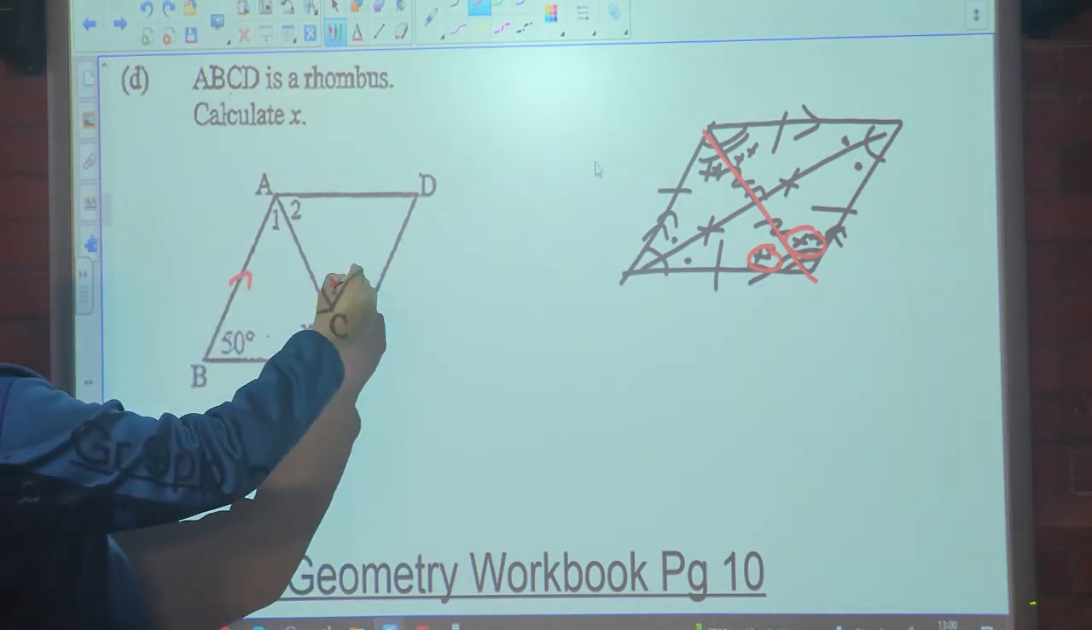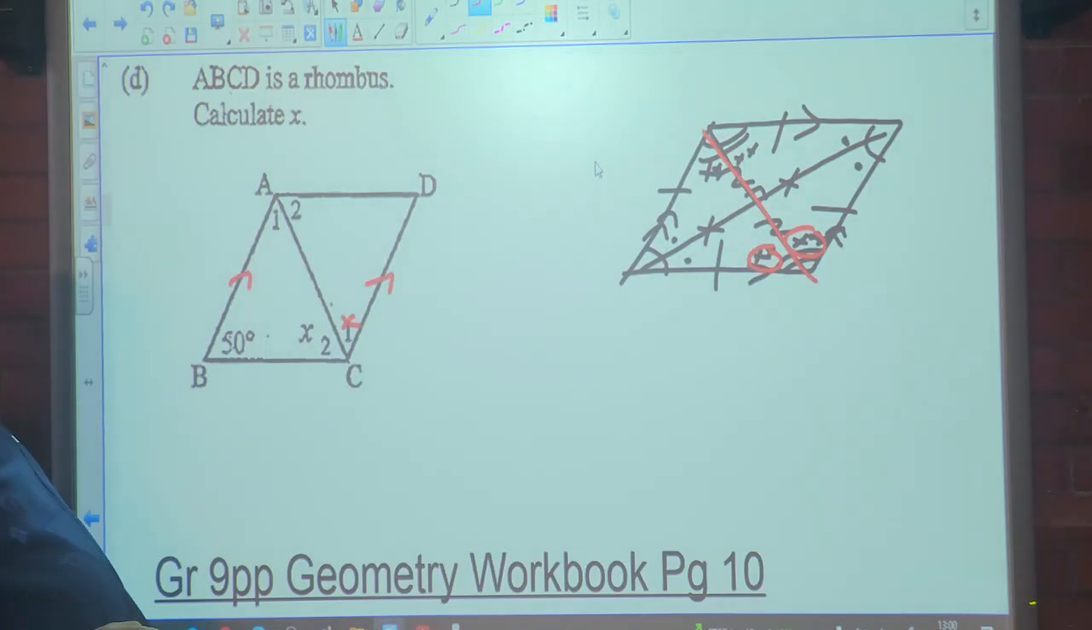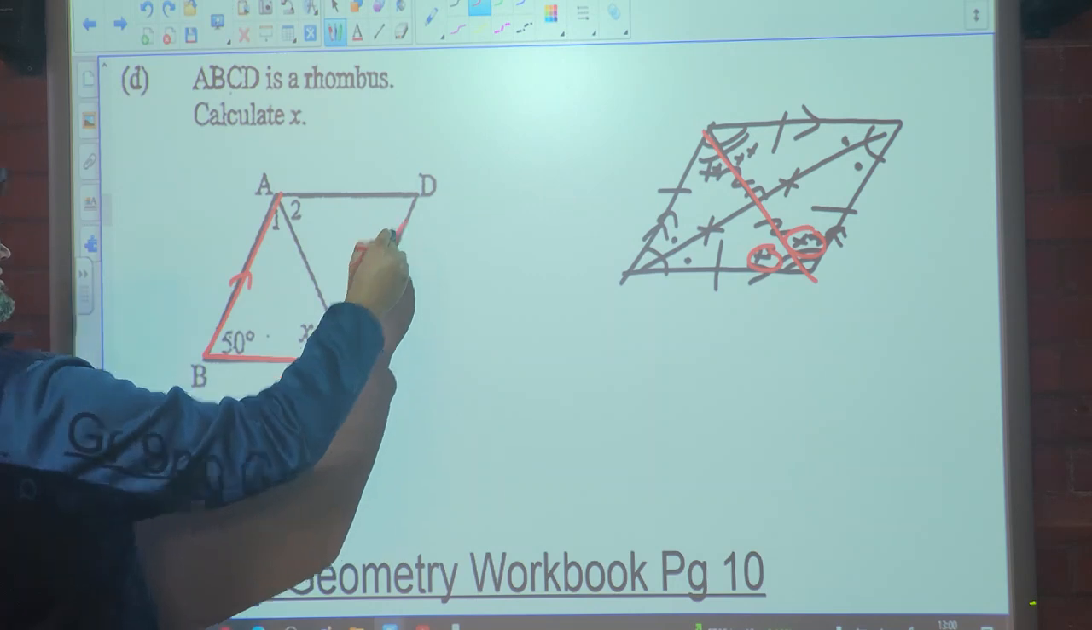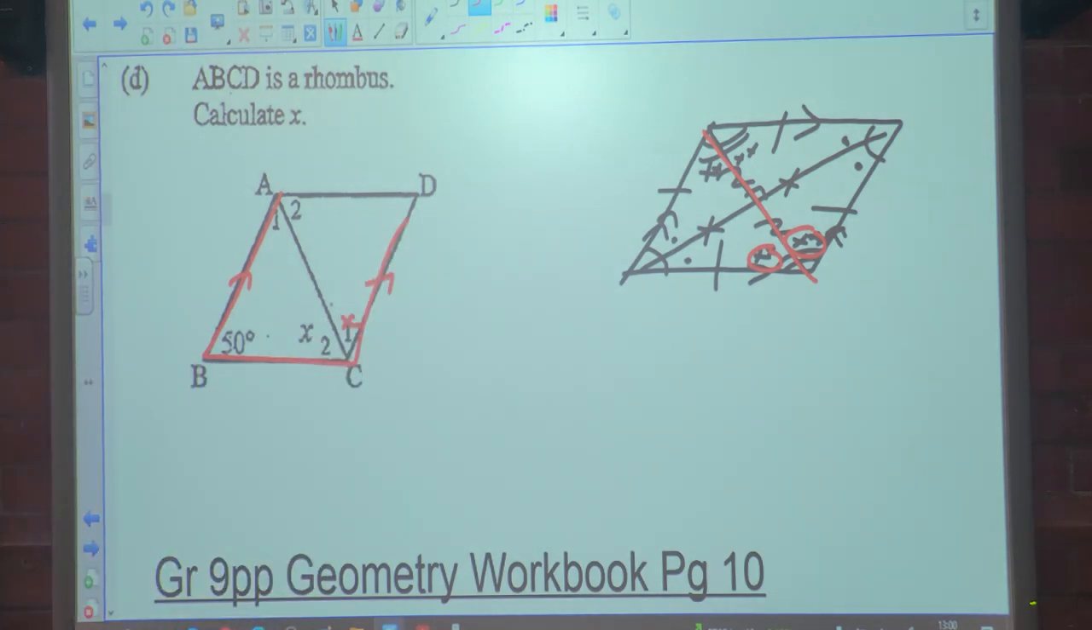Then I can say that these lines are parallel. Two pairs of opposite sides are parallel in a rhombus. Then I can go with co-interior. You're going to get the same answer. And I'm sure there's many other ways we could have done it as well. Okay? I'm not going to do all the ways. I'm just going to do the first way that I've written down.